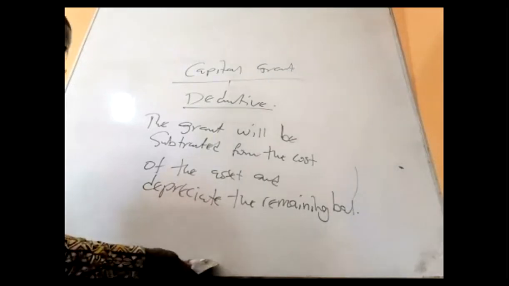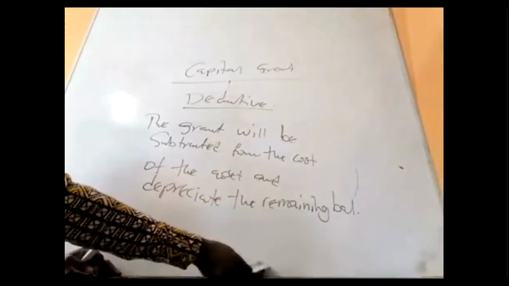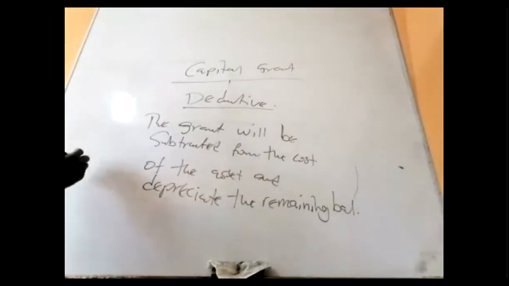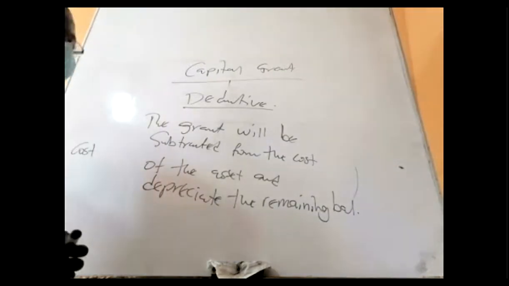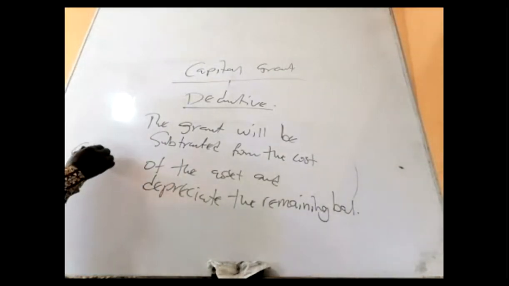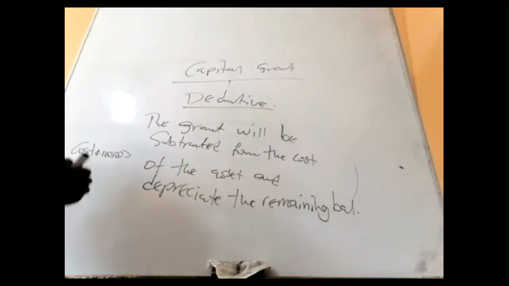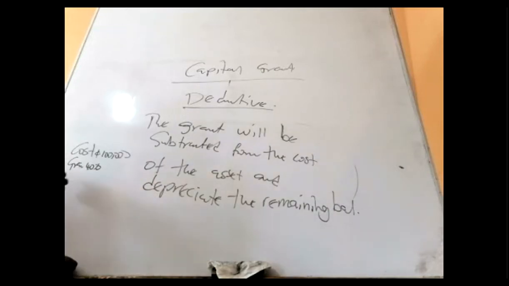So let's go back to an illustration. I won't talk plenty. Let's assume that you want to buy an asset, the cost is 100,000. Let's assume that the government is also giving us an incentive to buy this asset. Government is granting us 40% of this money, so we should pay the balance. And the useful life of the asset is 4 years.